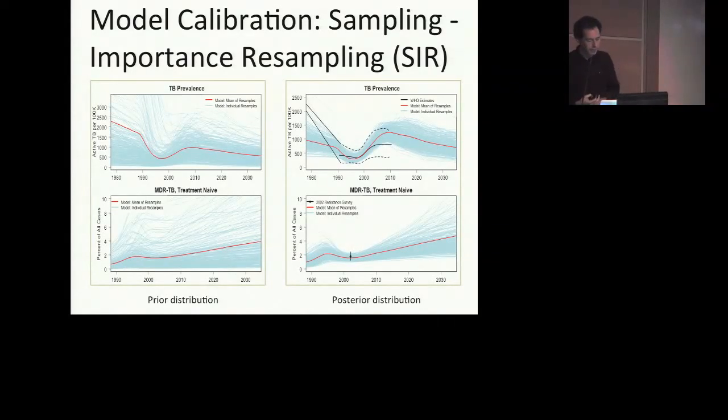according to data collected by the World Health Organization. The same thing we can do with other indicators, such as the prevalence of multidrug-resistant tuberculosis among treatment-naive patients, where we have this data point. And again, most of the trajectories end up being fairly close to the actual value. This allows us to make sure that the parameters that we use, or the parameter vectors that we look into, are going to create model trajectories that are consistent with what we know of the history.